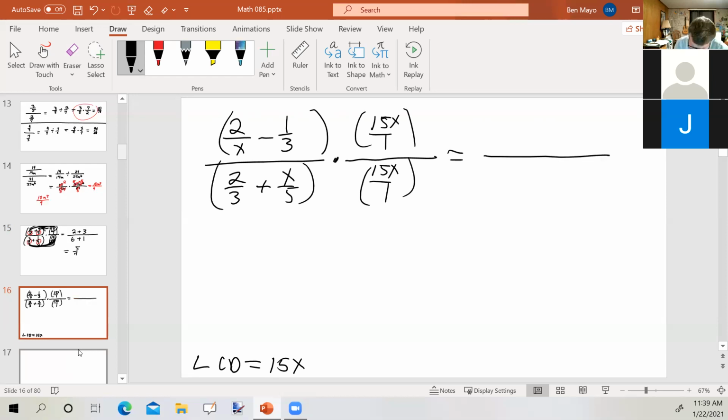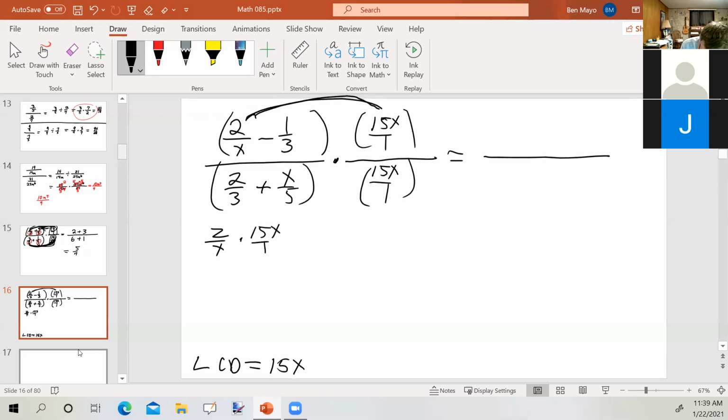Okay. Let's take this first product. 2 over x times 15x over 1. So that's this times that. The x's would reduce out and we'd have 30. Okay, now let's take this one. Minus 1/3 times 15x over 1. 15 over 3 is 5, so we get minus 5x.